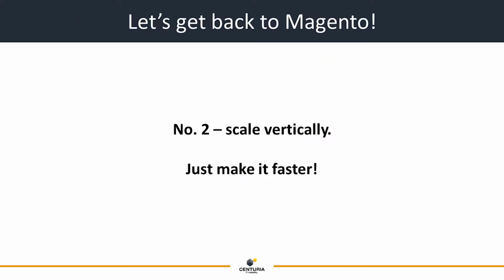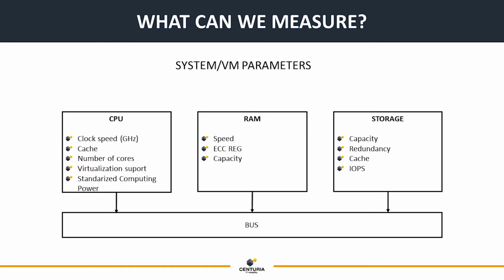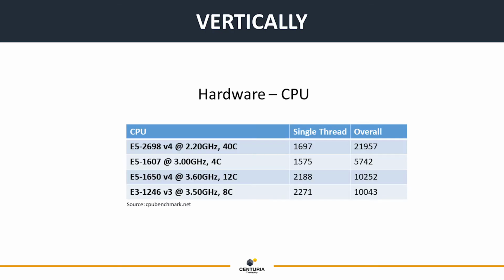How to scale vertically? We just make the current virtual machines faster. Just to simplify, a server consists of three main parts: CPU, RAM, and storage. And it has parameters that can be measured. And when they can be measured, they can be increased. Let's look at this table. We have 4 CPUs. Some are newer, some are older. One has 40 cores, and the rest have a lot less.